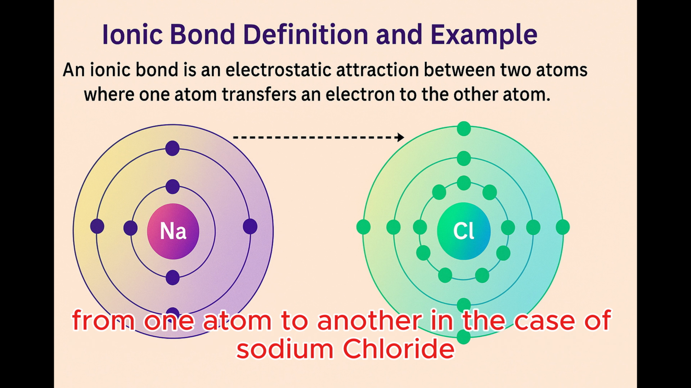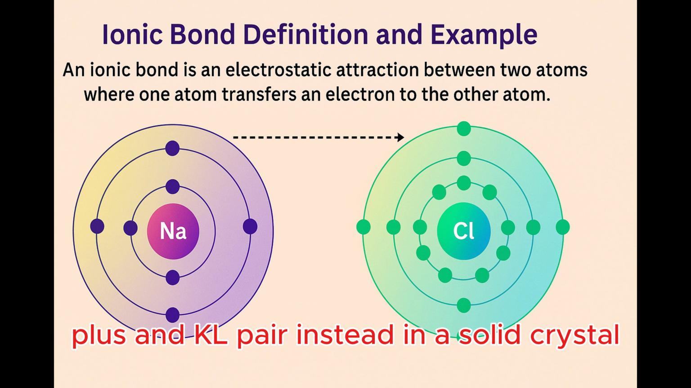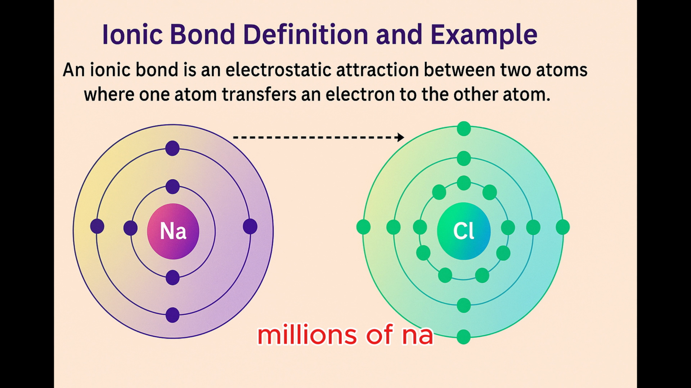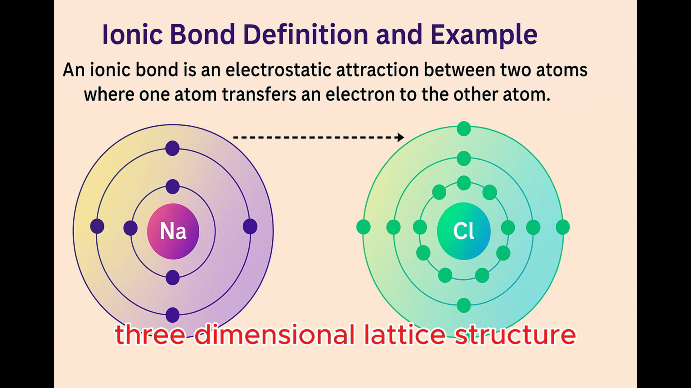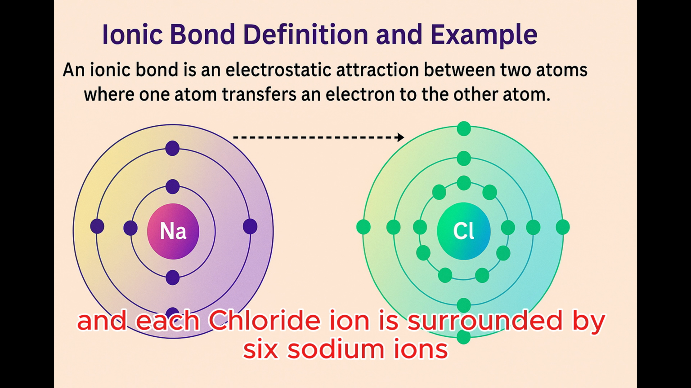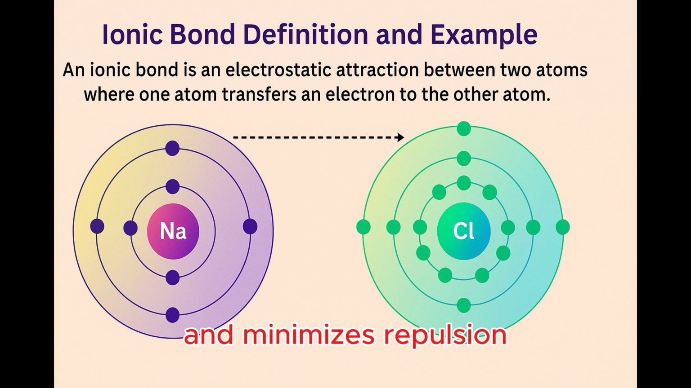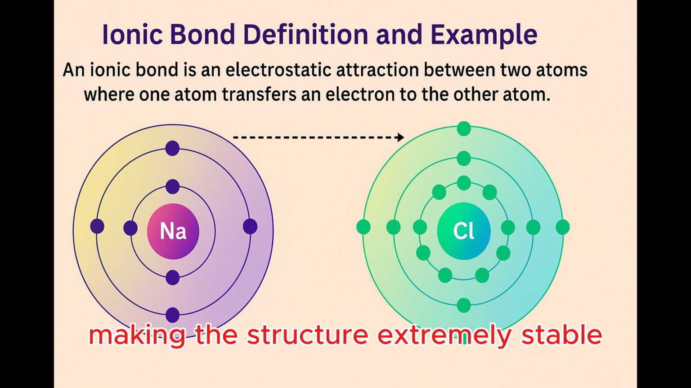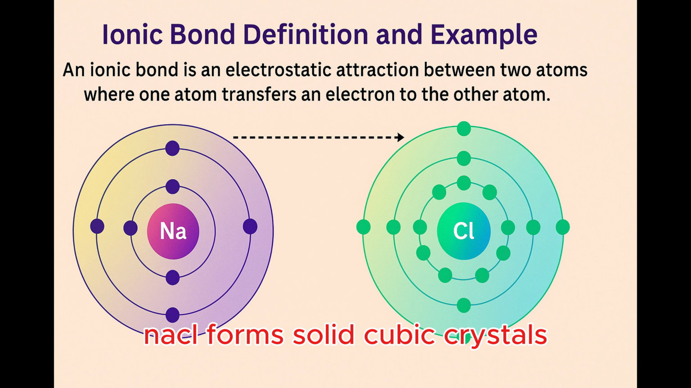In the case of sodium chloride, this bonding does not produce just a single Na+ and Cl- pair. Instead, in a solid crystal, millions of Na+ and Cl- ions arrange themselves in a repeating three-dimensional lattice structure, where each sodium ion is surrounded by 6 chloride ions, and each chloride ion is surrounded by 6 sodium ions. This lattice maximizes attraction and minimizes repulsion, making the structure extremely stable. That is why common table salt NaCl forms solid cubic crystals.